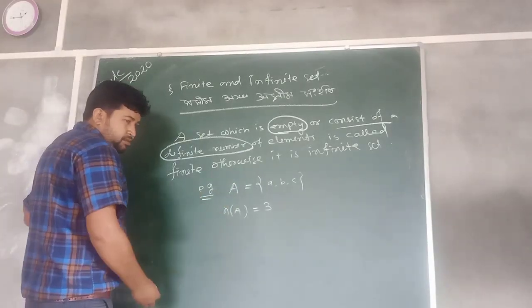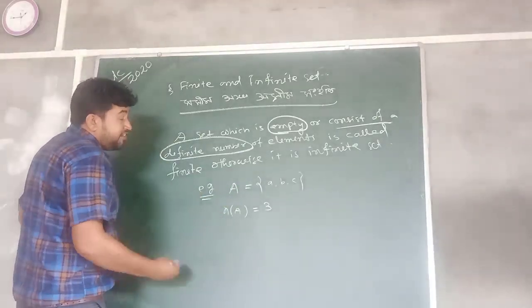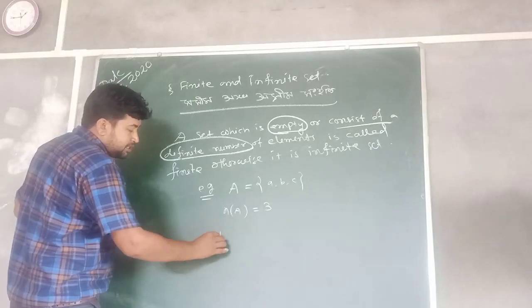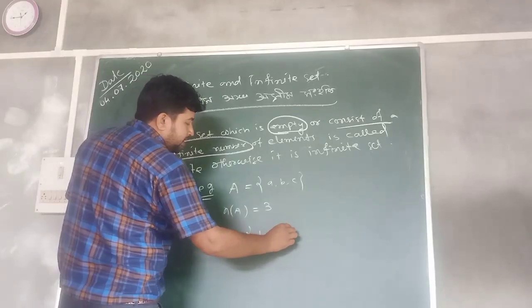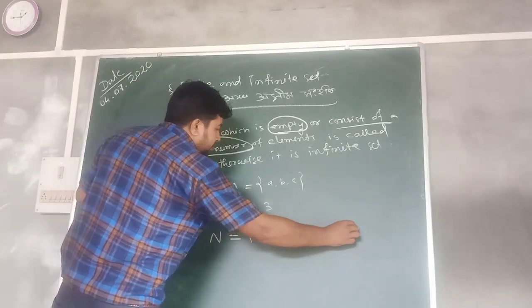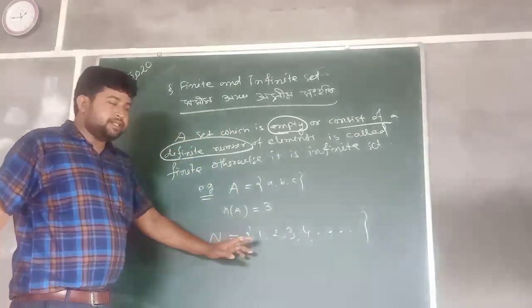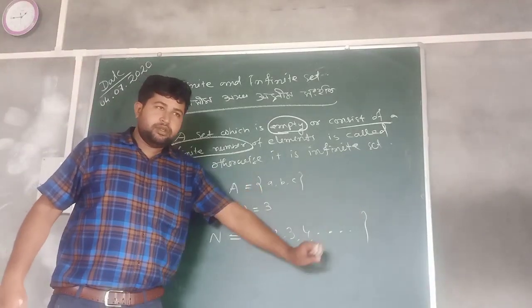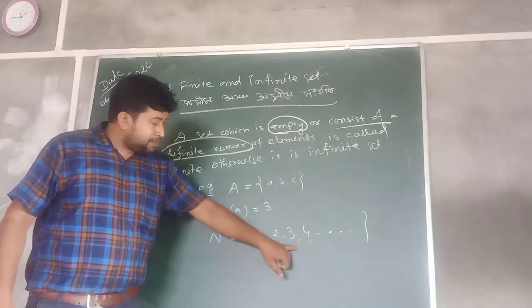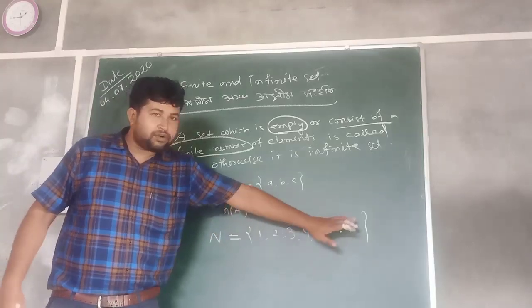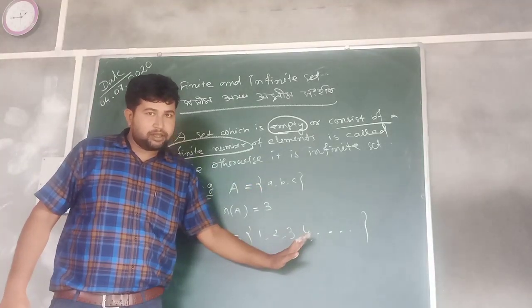Again, one example for infinite set. Suppose capital N is the set 1, 2, 3, 4, dot dot. This is an infinite set. This is the set of natural numbers 1, 2, 3, 4, dot dot.